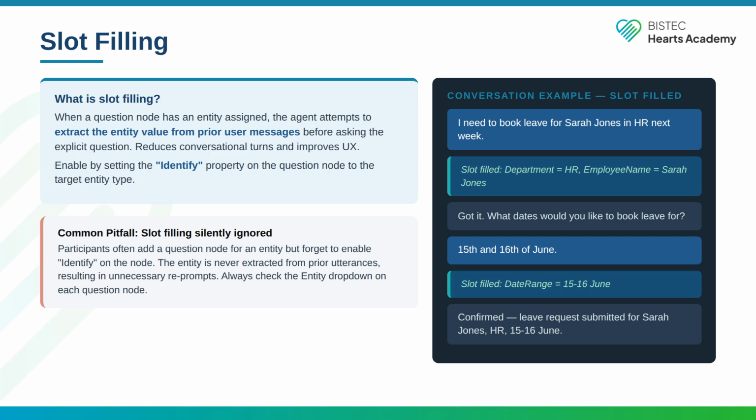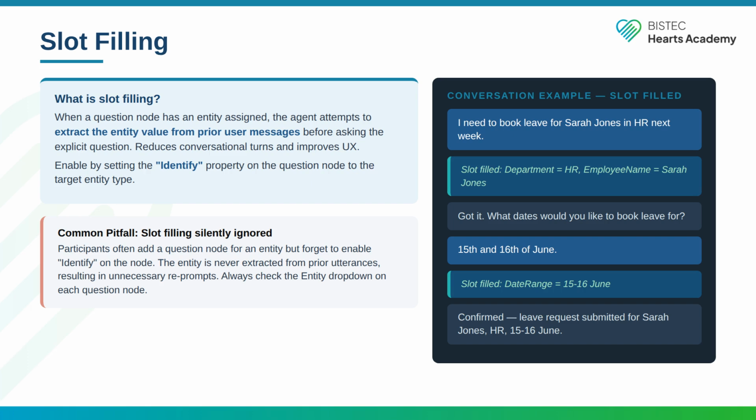The efficiency gain compounds in high-volume enterprise agents. Users who provide context upfront, which experienced users naturally do, experience significantly shorter conversations. Users who do not are prompted in the normal sequence.